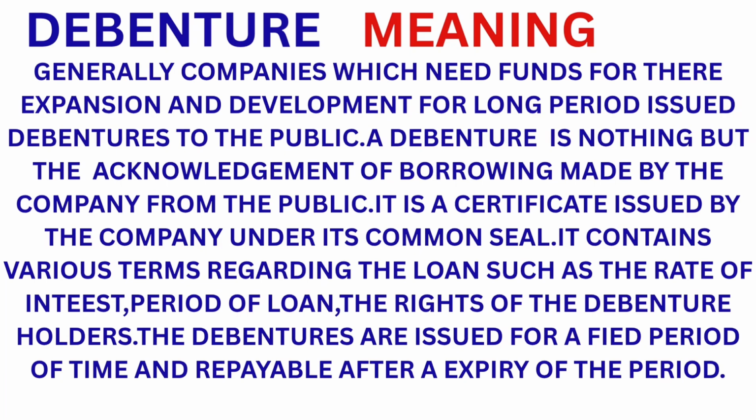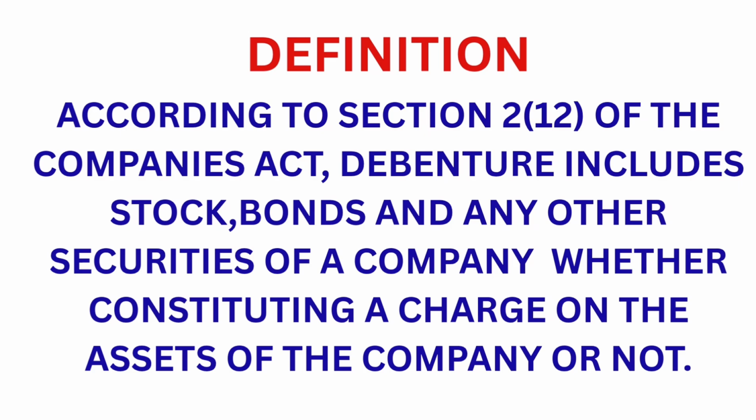So students, every company needs finance for expansion and development for a long period. For that purpose, mostly companies issue debentures for raising funds from the public. So a debenture is an acknowledgement of borrowing made by the company from the general public, and it is a certificate issued by the company under its common seal. That certificate contains various terms and conditions regarding period of loan, rate of interest and the rights of debenture holders. These debentures are issued for a fixed period of time, and they should be paid back after the expiry of the period.